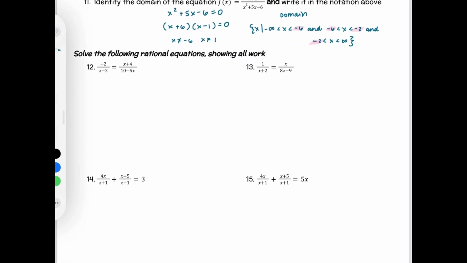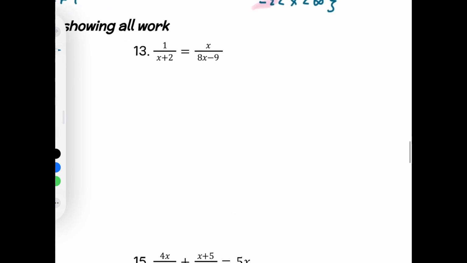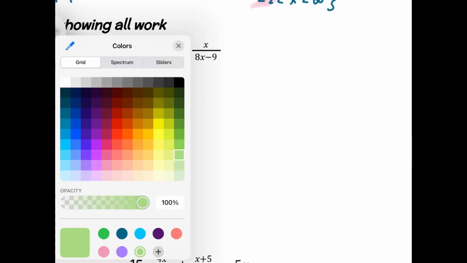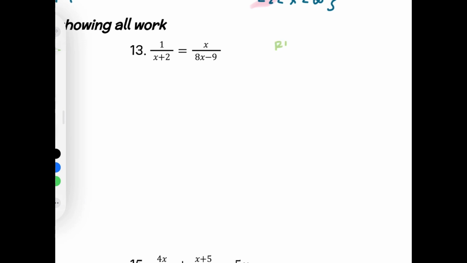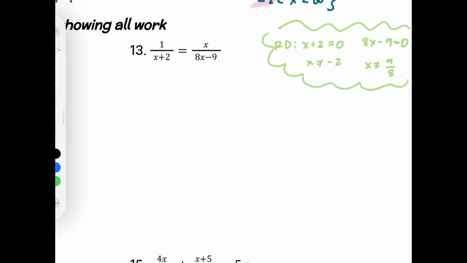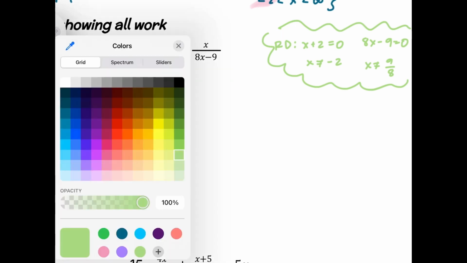All right, now solving equations. For number 13, this would be one where we want to find our restricted domain first, and then we're going to cross multiply. Remember, to find your restricted domain, you set your denominators equal to 0 and solve for x. So we'd have x can't equal -2 and x can't equal 9 over 8. Make sure you check your final answers because something might not be right.